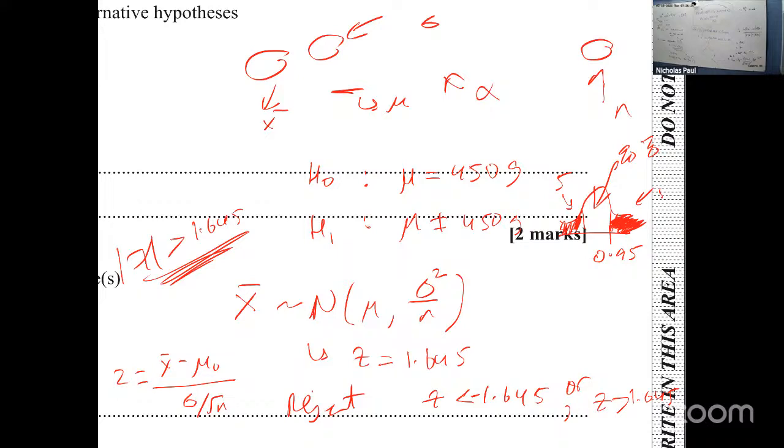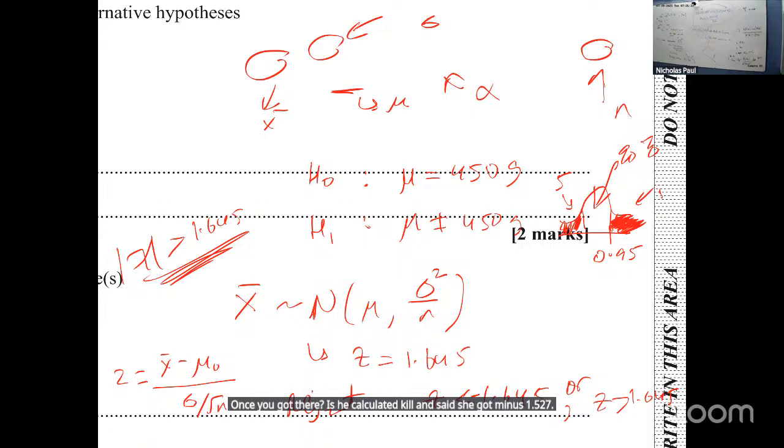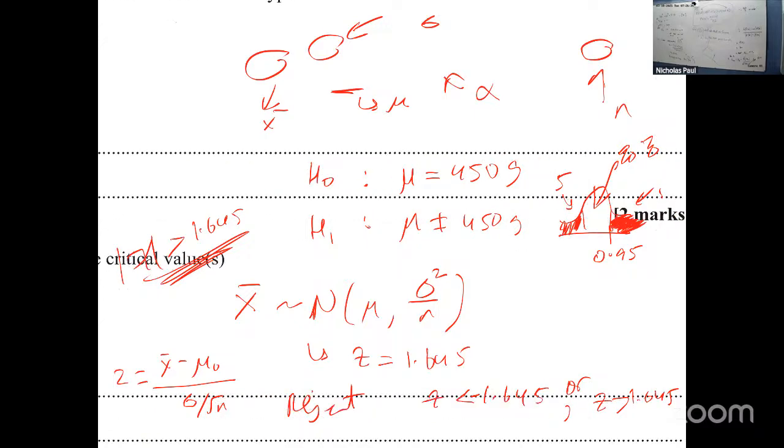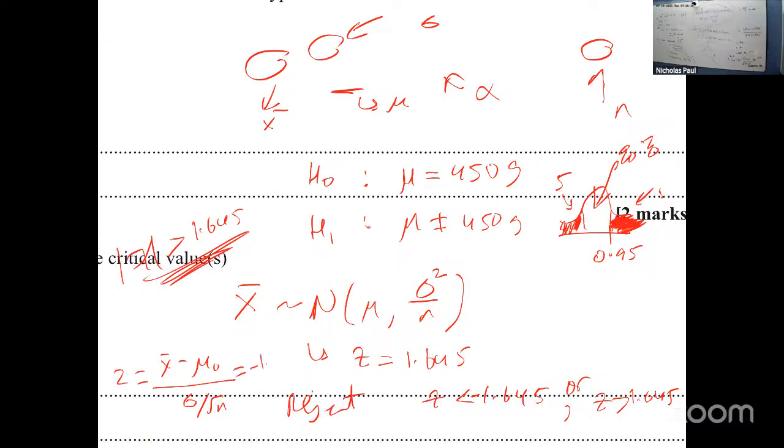The Z calculated, Kaylin said she got minus 1.527. Minus 1.527. Right? Do you reject or accept?